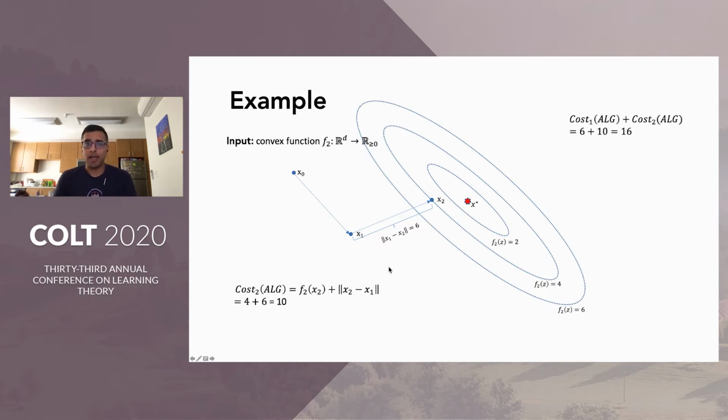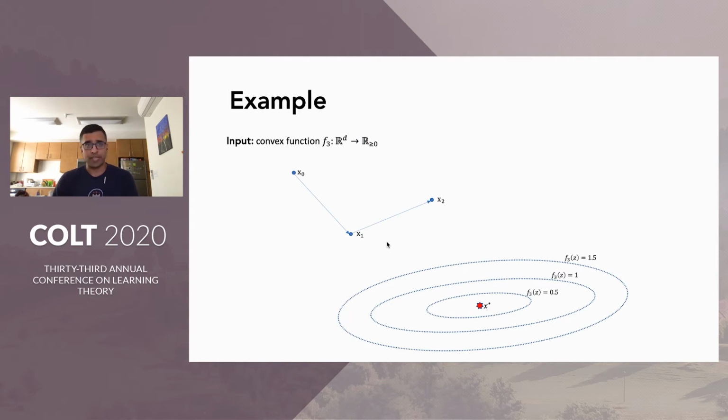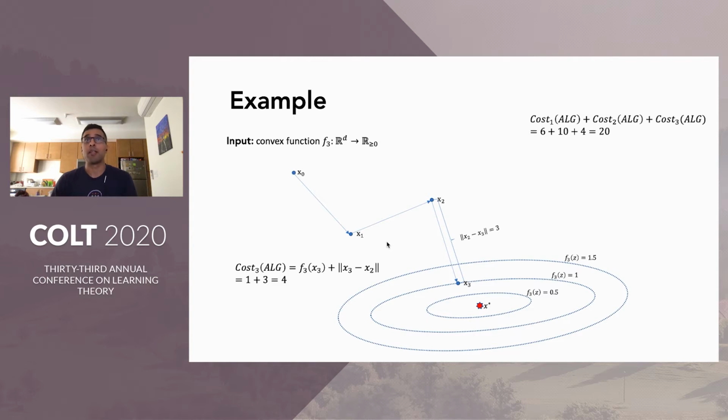So we keep track of the cost at each time step. In the first time step, it suffered a cost of 6. And in the second time step, it suffered a cost of 10. So in total, we've paid 16 units. We continue on, and it's given a new function f3. Here I've drawn the level sets again. And it pays a cost of 1 for the function cost and a movement cost of 3 for a total of 4 units in this time step. So in aggregate, the total cost that it paid in steps 1, 2, and 3 is 20. So this is the cost of the algorithm.